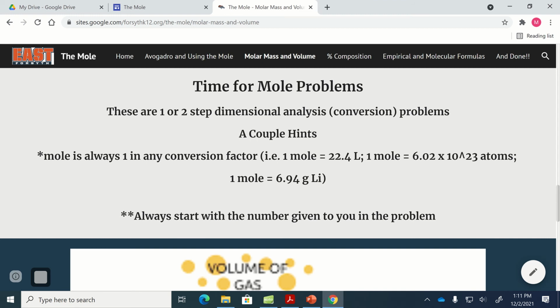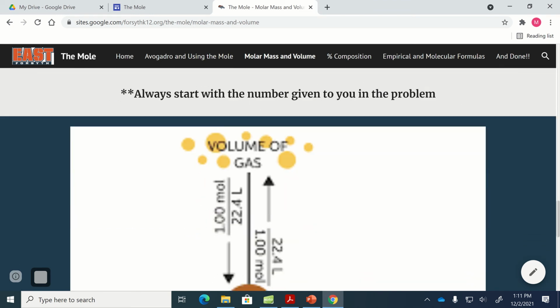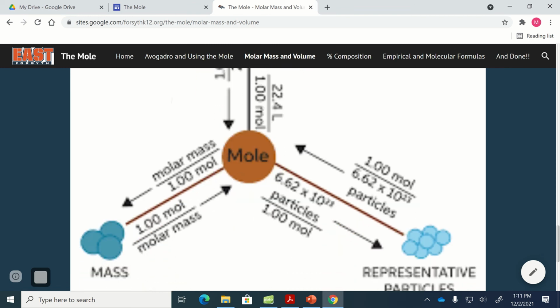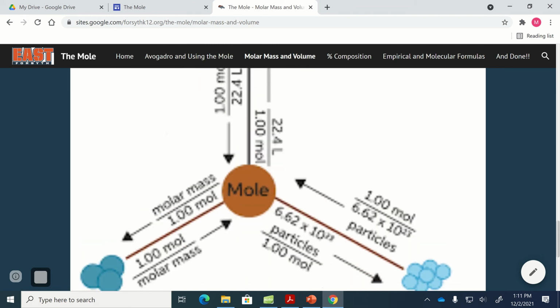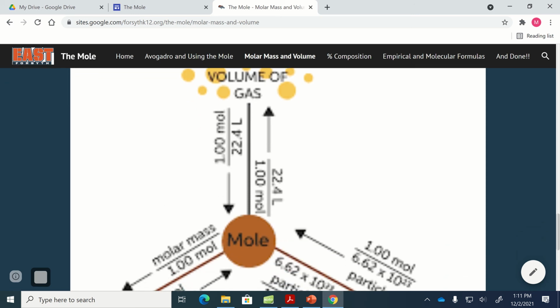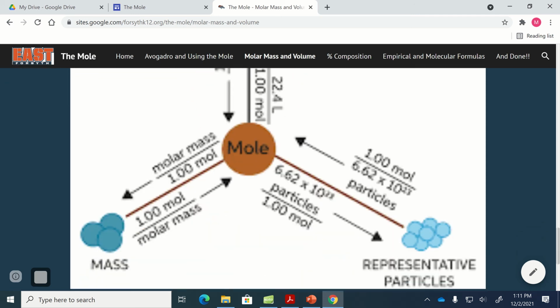And 2, always start with the number given to you. Again, I kind of already showed this. It's not much different from the ones I showed in the prior video, so you'll see that again. This chart right here is awesome. I know you can't really see all of it, so we'll do the pieces. The big thing to notice is that this is basically our mole chart. We have mole in the middle because mole is what connects everything else.